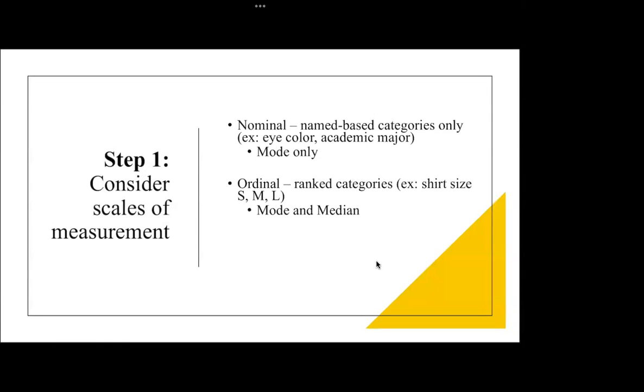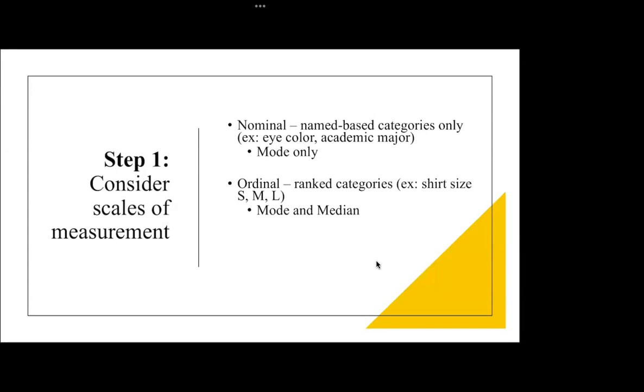The second type of variables are ordinal variables that represent ranked categories, not necessarily numeric. So like a shirt size would be small, medium, or large. We can rank them. The categories are ordered relative to each other, but they're not necessarily numeric in the sense that they're represented in numbers.